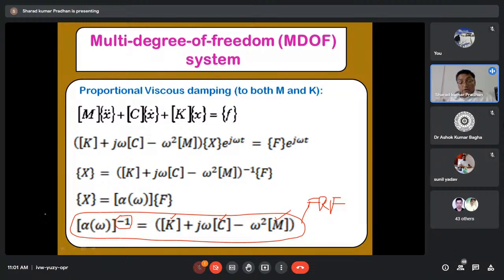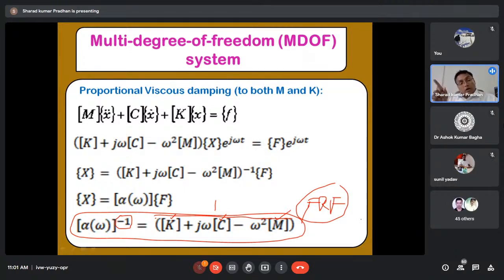But if you take 1 upon this, if you take 1 divided by this whole thing, this will become FRF, displacement FRF. That's it. Now another way to represent it, because right now it is K, C, M. So if you have a stiffness matrix, damping matrix, and mass matrix, you can get FRF. And if you have FRF, you can get these metrics. So it is that equation.